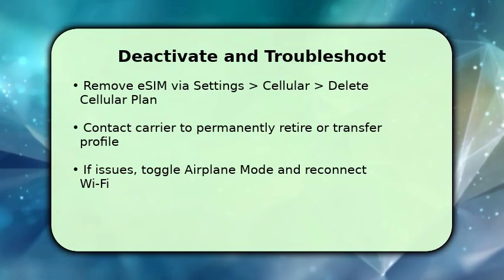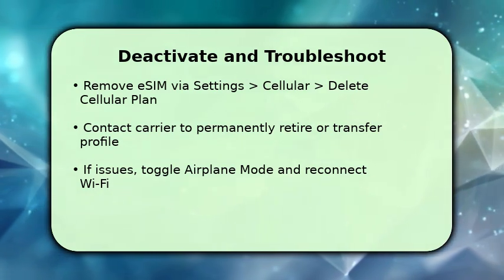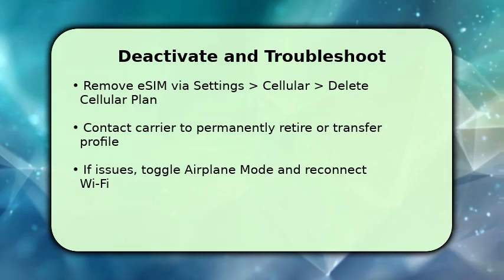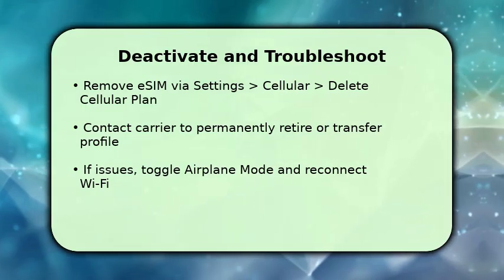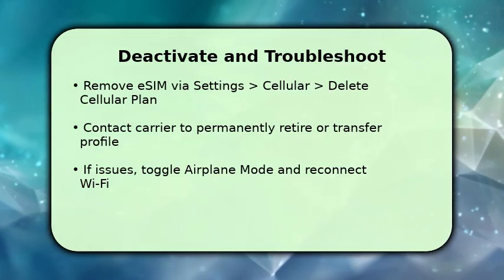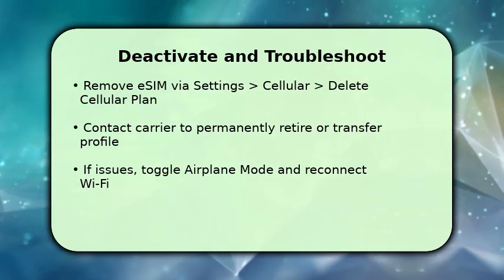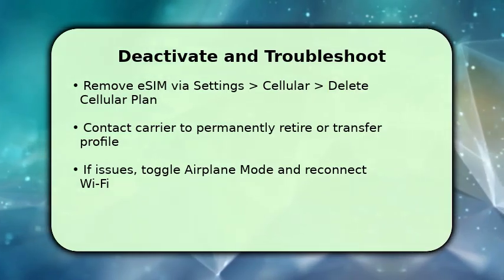To deactivate, you can delete the eSIM profile from settings. Go to Cellular, select the plan, and choose Remove or Delete. If you need permanent deactivation or transfer to another device, contact your carrier so they retire the profile server side. Once removed, confirm the line no longer appears and restart the phone.